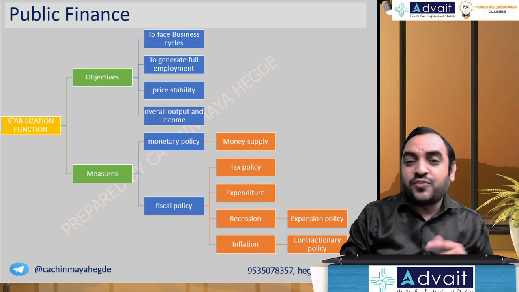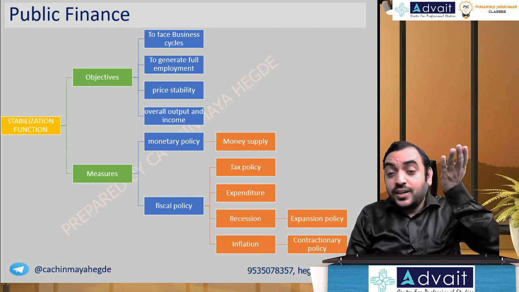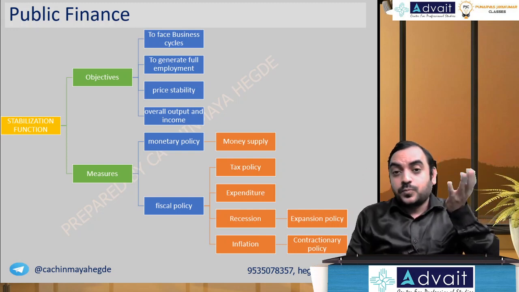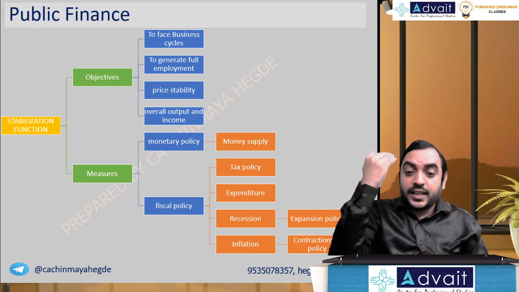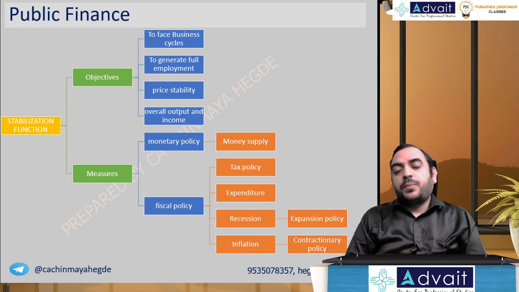Again, what is recession, inflation? Going back to Keynesian theory, aggregate demand is more, supply is not there. When demand is more, inflation will come. If supply is more, then recession will come. That is, we need to follow expansion policy.